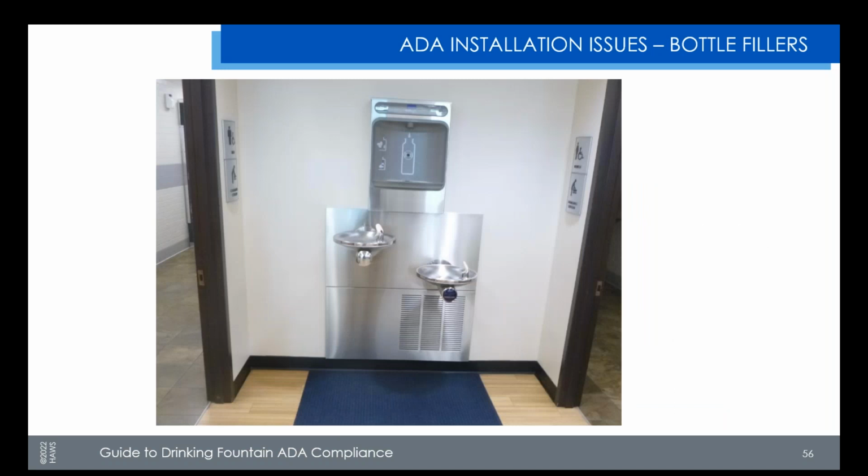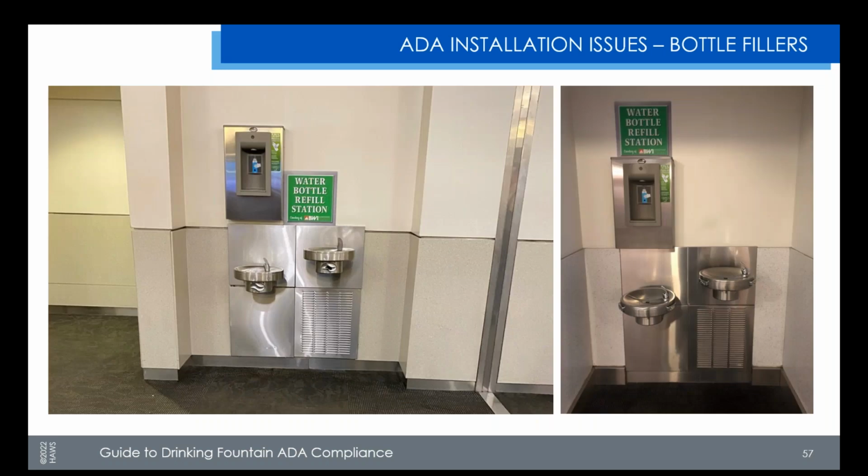And then back to ADA installation issues. Here we have a bottle filler. There's two things wrong with it. Number one, it's installed way too high. It's well above our 48 inches of maximum reach range, and it's also installed above the high-low unit as a whole, not above that low unit, and therefore we're going to need to tear that out. You could install it somewhere else as a standalone, or you could install a smaller bottle filler that would fit above that low side unit and within our reach range.